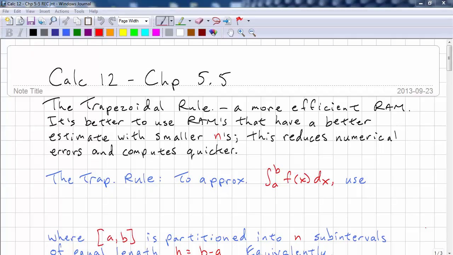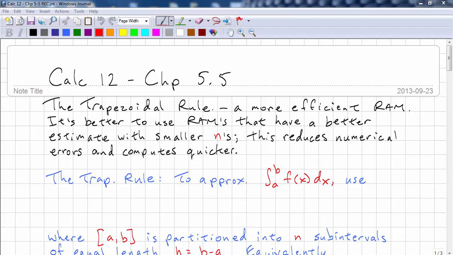This is Calculus 12, Chapter 5.5. We're going to be looking at more numerical methods to give us better approximations of area or definite integrals. First, we'll start off with the trapezoidal rule.